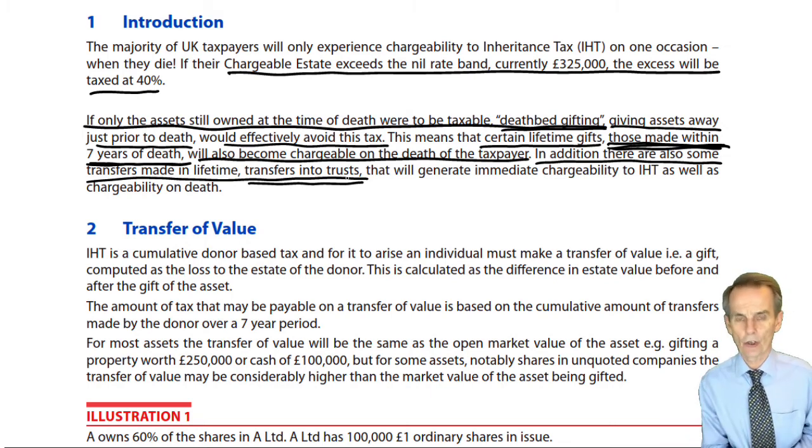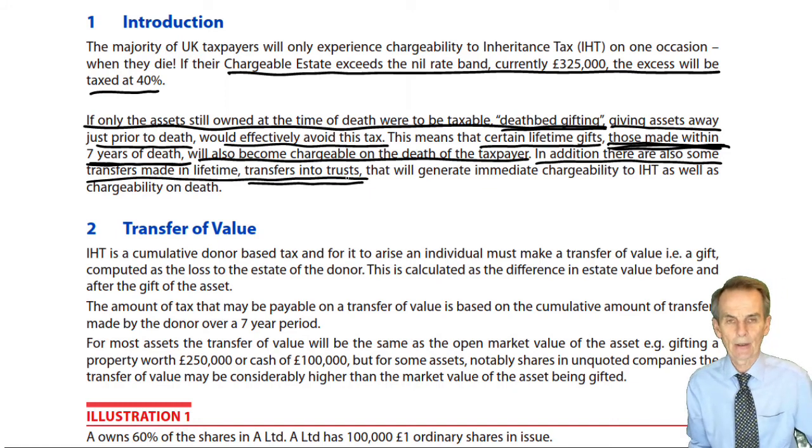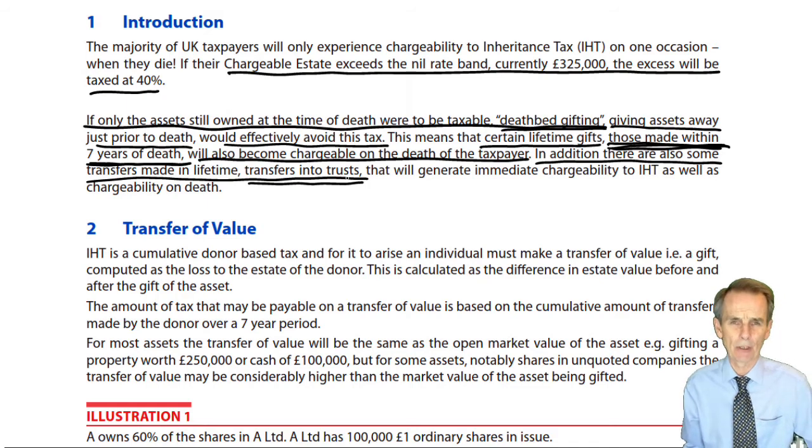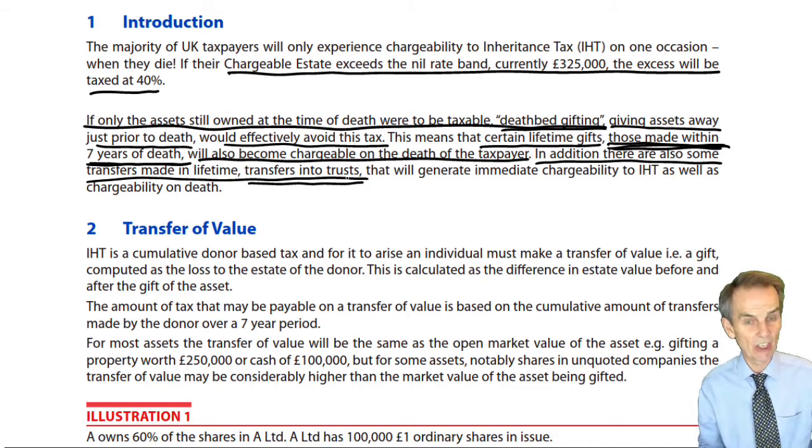And if you see that a transfer is made in lifetime into a trust, which is likely to be the case in your exam question, then what that is going to mean for you, though we're not yet able to deal with it, is there'll have to be an IHT computation to deal with that lifetime transfer chargeable when made, as well as then dealing with lifetime transfers chargeable on death. But only those lifetime transfers made within the 7 years of the date of death will be chargeable as a result of the death of the taxpayer.